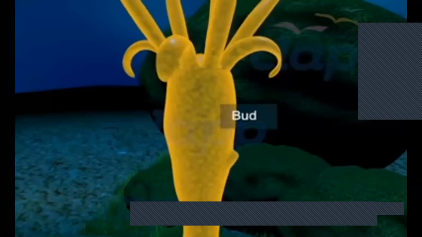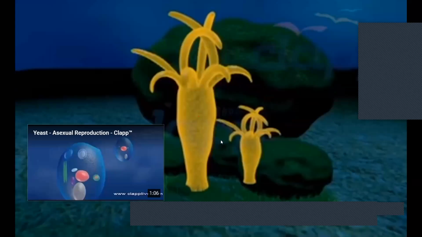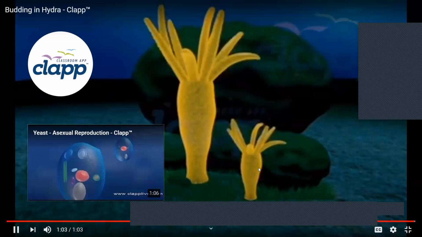The newly developed hydra detaches from the parent body and fixes on a substratum. Now they drop from the parent body and fix themselves down and make a new plant. Do you understand now?